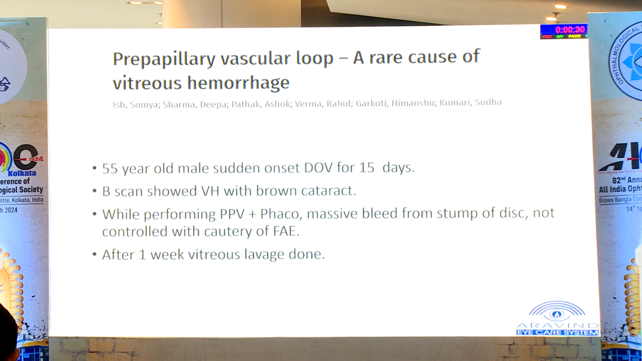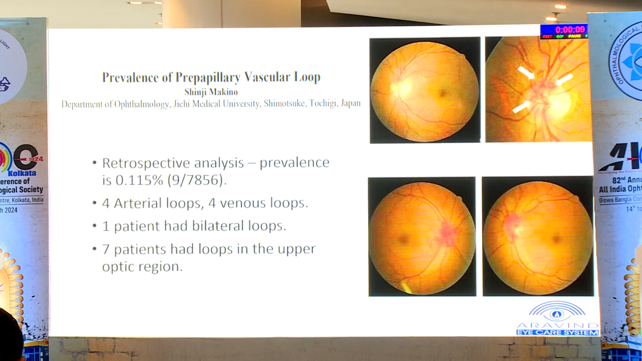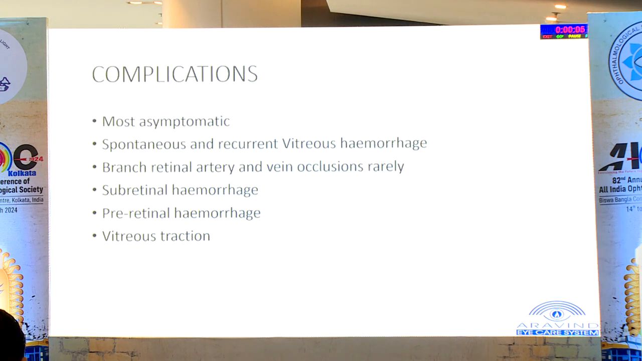Somia et al. published a case with a vitreous hemorrhage and brown cataract. B scan showed VH again. While doing PPV with phaco, a massive vitreous bleed from the stump of the disc was noted, and after 1 week, vitreous lavage was done. Fundus showed a vascular loop projecting into the vitreous cavity, which was confirmed by the OCT. A retrospective analysis by Shinji showed a prevalence of PVLs to be 0.115%.